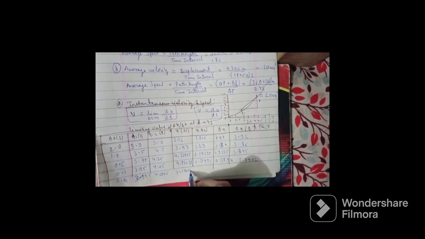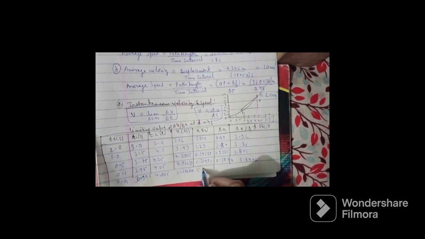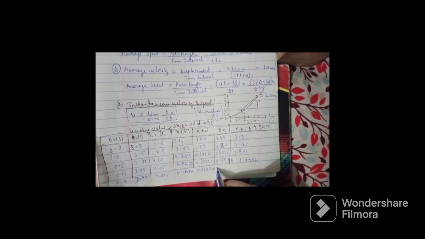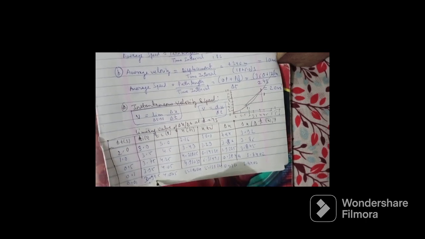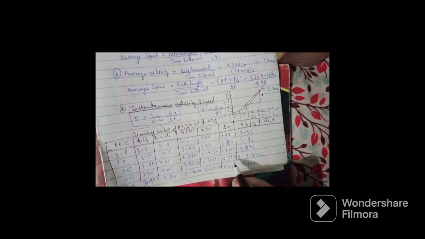Now 0.01: t1 is 3.995, t2 is 4.005, x(t1) is 5.100824, x(t2) is 5.139224. Then delta x is 0.0384, and delta x by delta t is 3.8400. This is the limiting value of delta x by delta t at t equals 4 seconds.